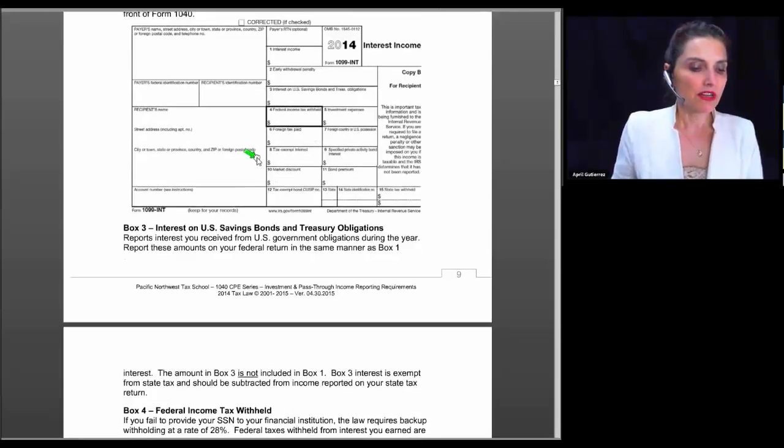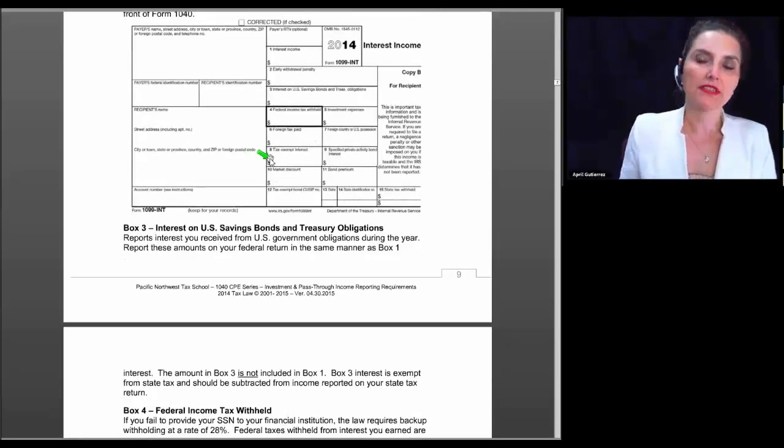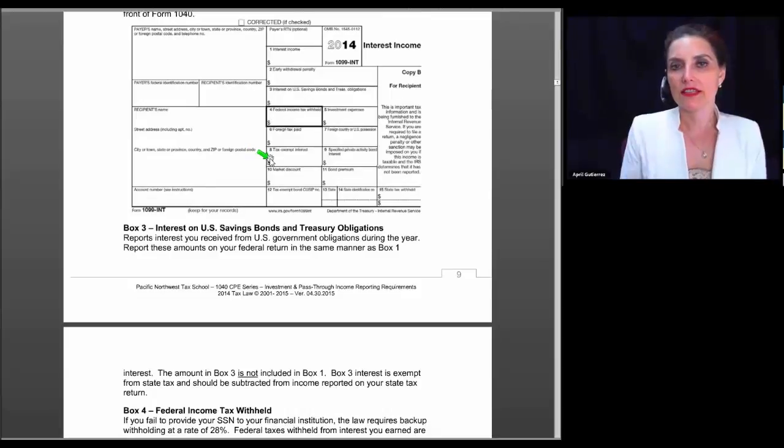Box 8 shows tax-exempt interest, and tax-exempt interest is interest that is state bond interest. Tax-exempt interest is not taxable at the federal level, but any amount that goes in Box 8 does carry to line 8B of the 1040.